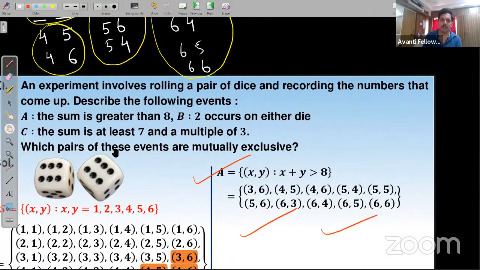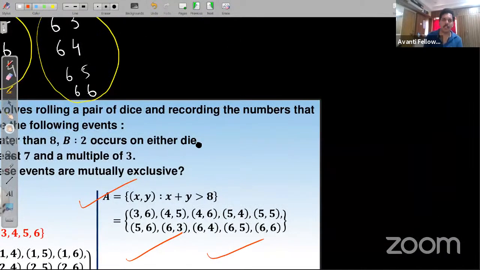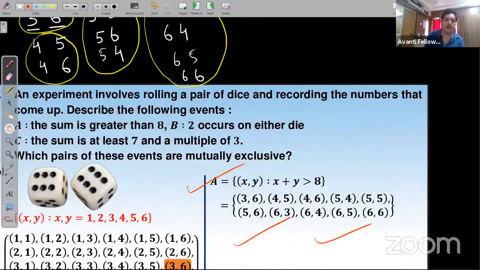And can you now, you can even please tell me the second one, guys? I'm asking you to give me the answer for event B, which is 2 occurs on either day. How many number of elements you will get in your set? 2 occurs on either day. Means 2 must be there in the combination. Come on, I will see who will give me the answer.